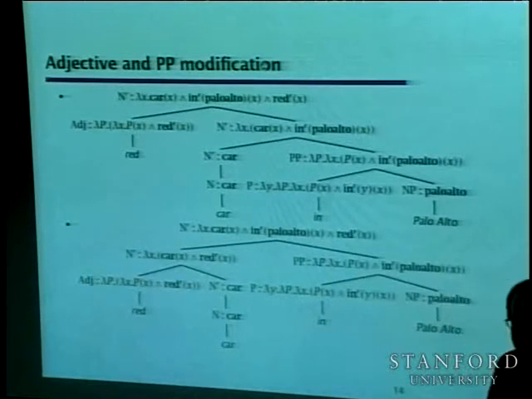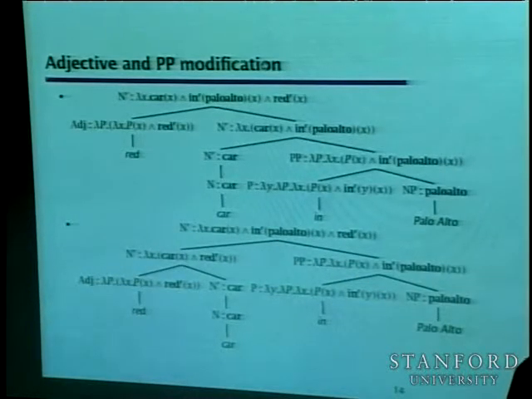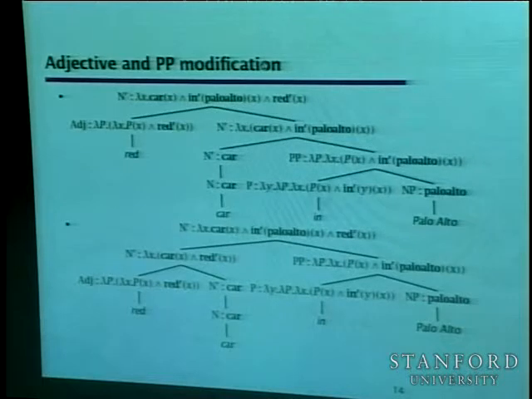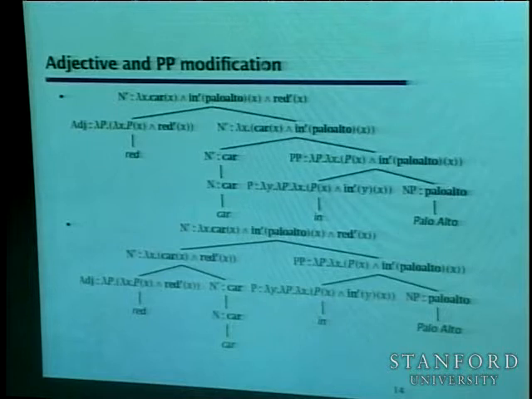Modifiers that just turn into extra conjoined terms are referred to as intersective modifiers in linguistics. And that's exactly what I was doing here. I had the set of cars, I was intersecting it with the set of red things, and then intersecting that with the set of in Palo Alto things, and I'm coming down to this intersection, and that gives me intersective semantics.